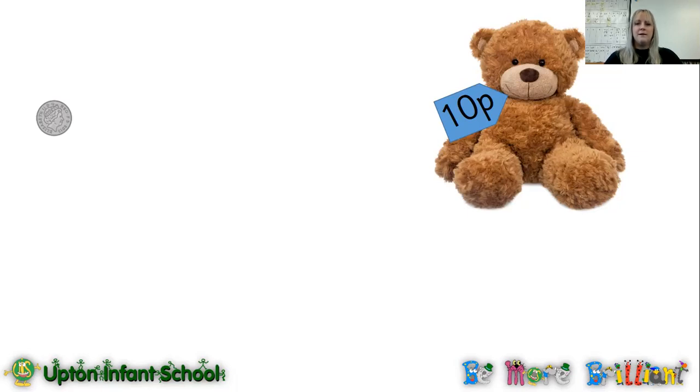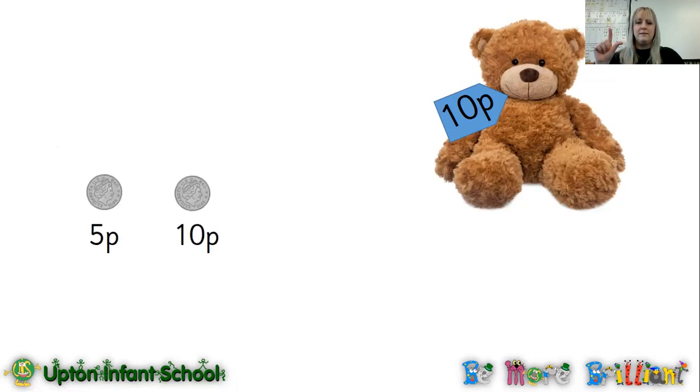Excellent. Brilliant work. Now, we can use that counting in fives to help us work out how many 5p coins we need to buy this teddy bear. So we need 5, 10. Now I've counted to 10. 2 fingers have come up. So that's 5, 10. 2 coins I think we need. Should we check to see if I'm right?